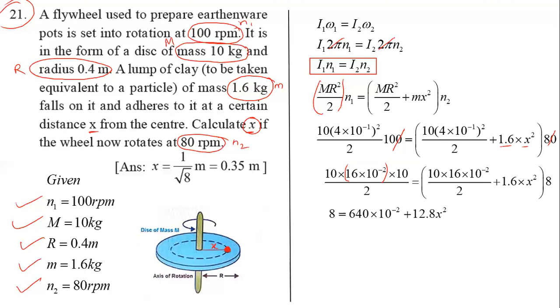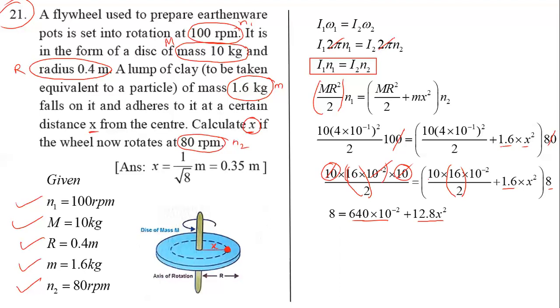Now we have to simplify it more. So 16 by 2 is 8, and this 10 and this 10 is 10 raised to 2, and this 10 raised to 2 gets cancelled. 16 by 2 is 8. 8 into 10 is 80. 80 into 8 is 640 into 10 raised to minus 2, plus 1.6 into 8 is 12.8 and this x².